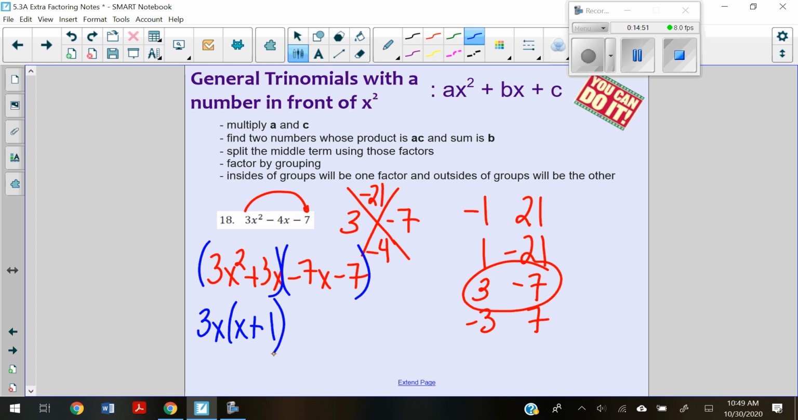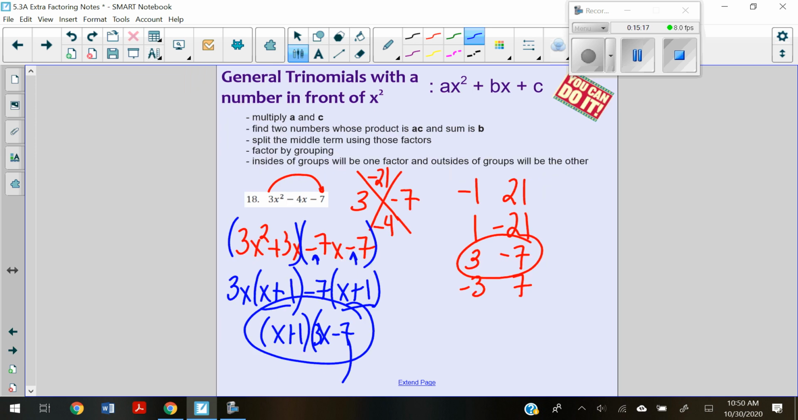Now notice here, my third term is a negative and my fourth term is too. So I want to take out a negative 7 out of both of those. That will give me my x plus 1. If I just took out a positive 7 in my parentheses, I would have had negative x minus 1. Those wouldn't have been the same then. So x plus 1, 3x minus 7.